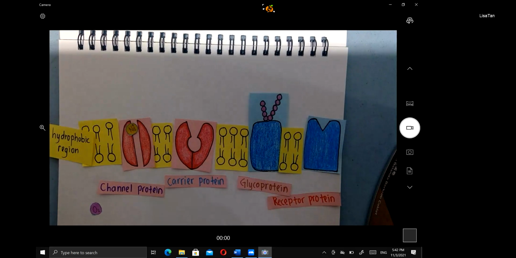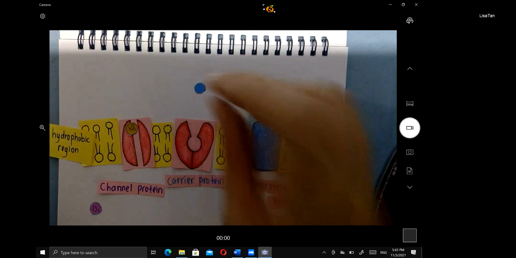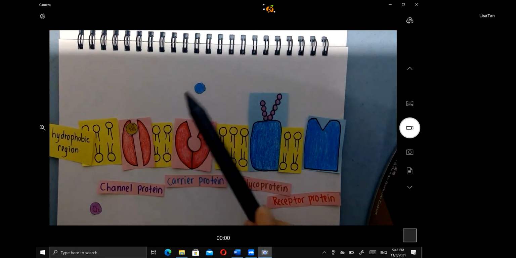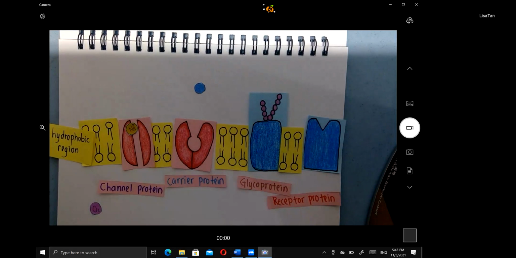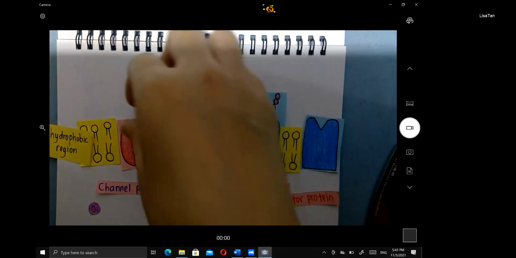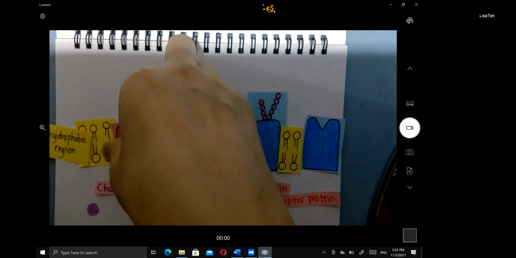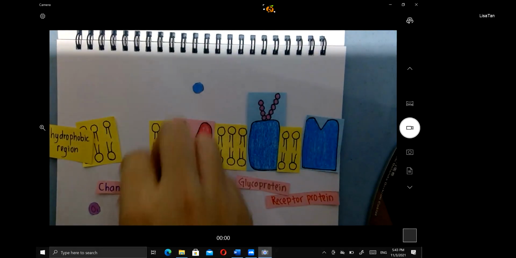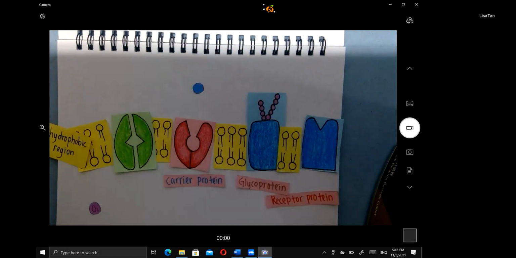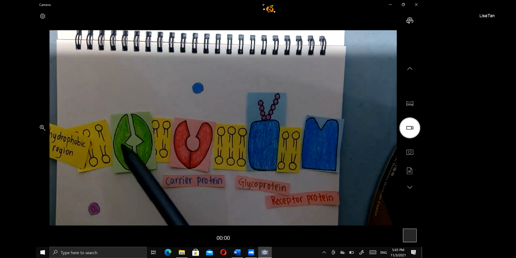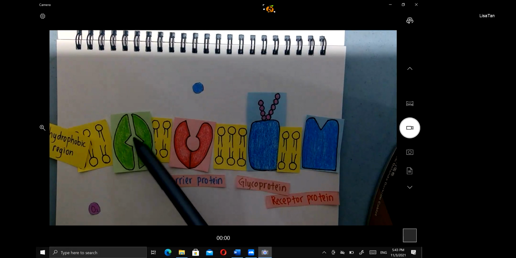No question. Okay, so for example, this is the glucose. The blue one is glucose, right? Then I just take out this protein, and I will show you another protein, which is also a carrier protein. You can see this carrier protein has a specific binding site. This is a specific binding site.